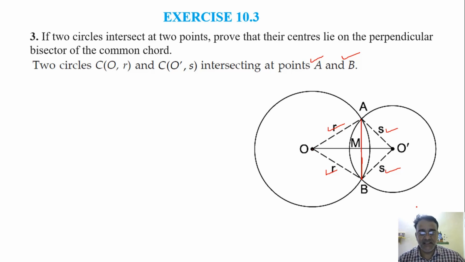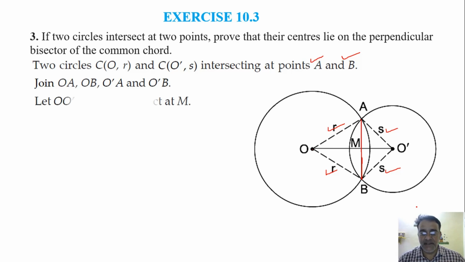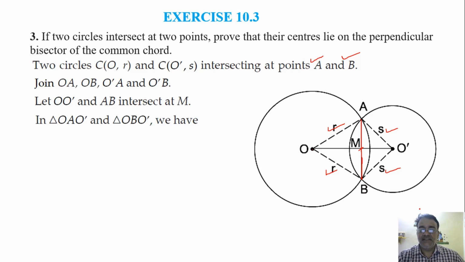So we'll start by joining OA, OB, O dash A, O dash B, and let O O dash and AB intersect at point M. So this is the intersecting point M. We'll start with these two triangles OAO dash and OBO dash. So OA is equal to OB. Why? Each is equal to R. And O dash A is equal to O dash B, each is equal to S.